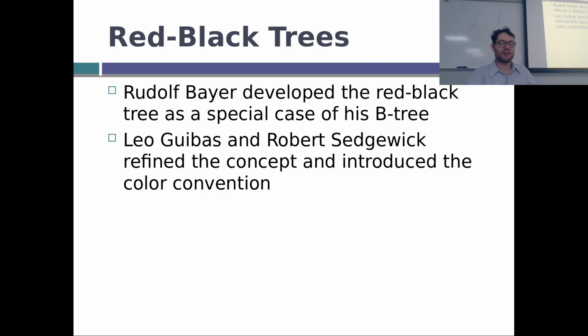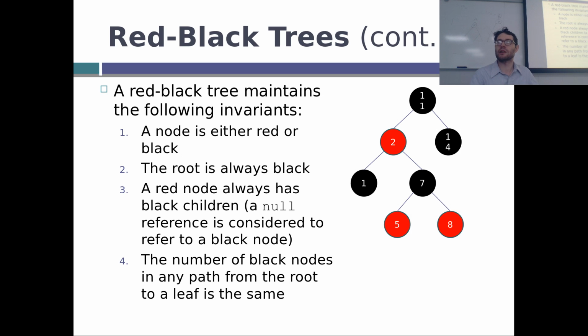So red-black trees, on the other hand, are named because we add one more attribute to the nodes. They can be either red or black, right? And then we have these 4 rules that must always be maintained. A node is either red or black. The root is always black. A red node always has black children. We consider any null references to be black. And then we calculate the height of the tree based on how many black nodes there are. So the path to any leaf in this tree has the same number of black nodes. So here, 2, 2, 2, right? Or 3 if you want to count the nulls.